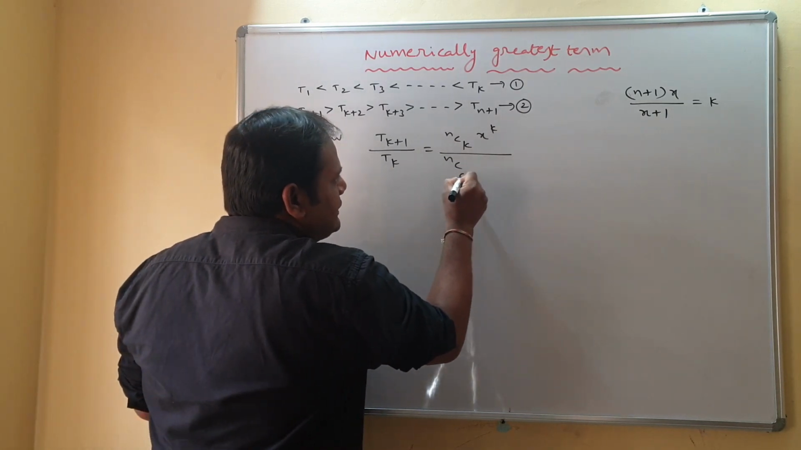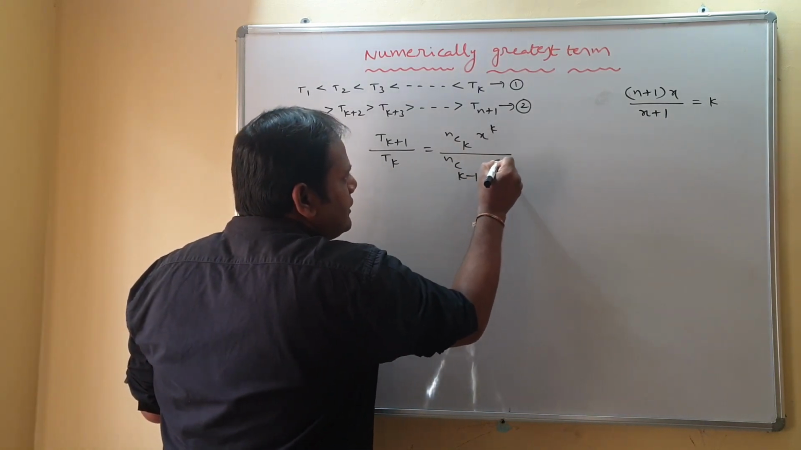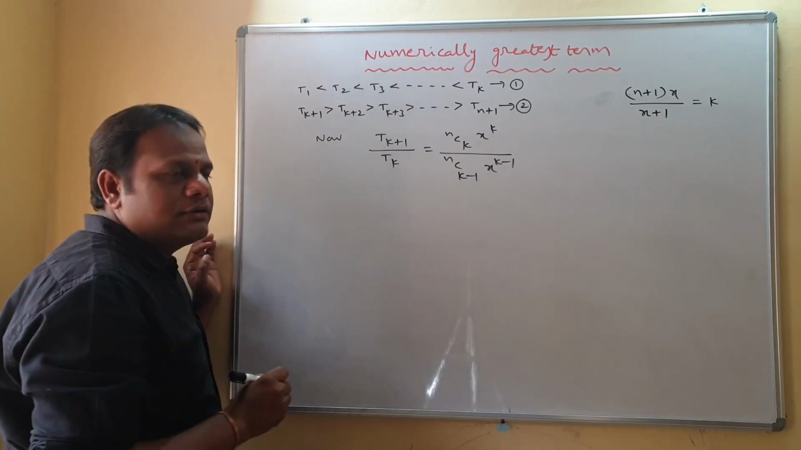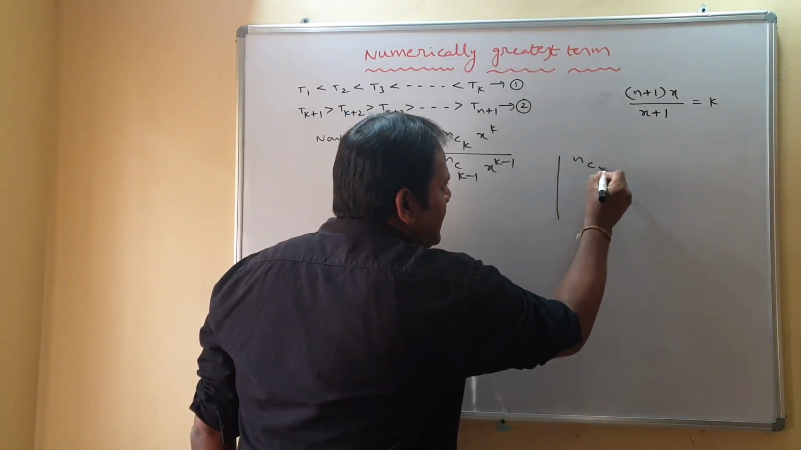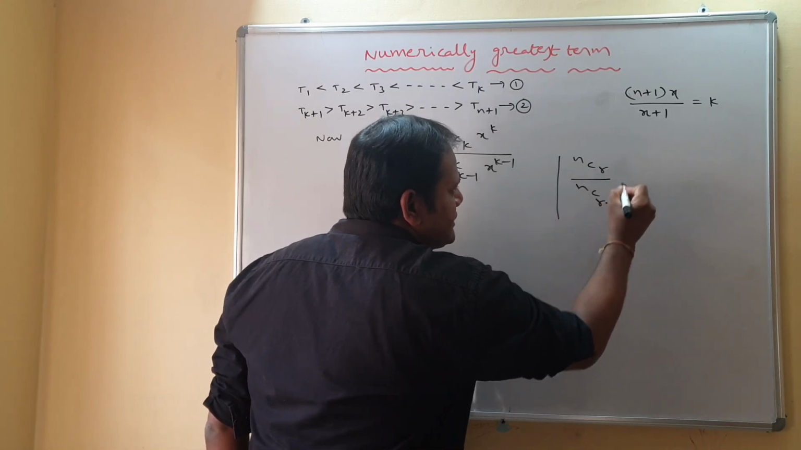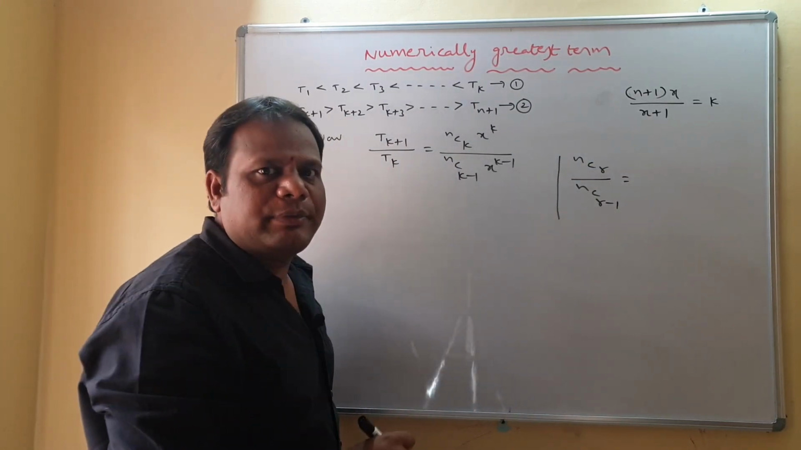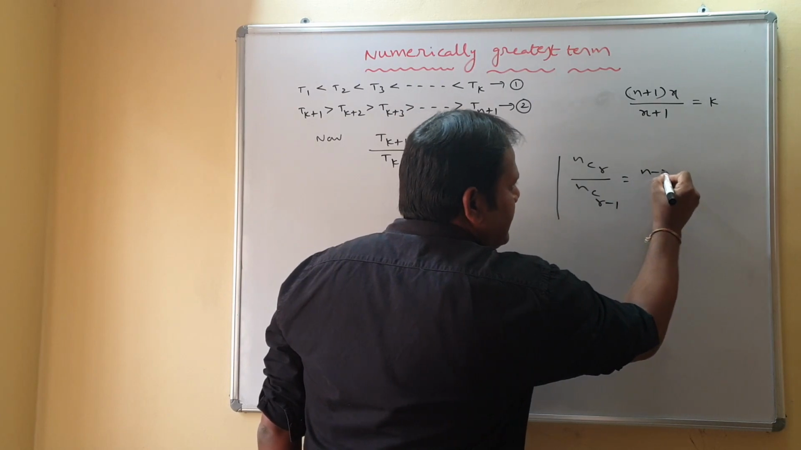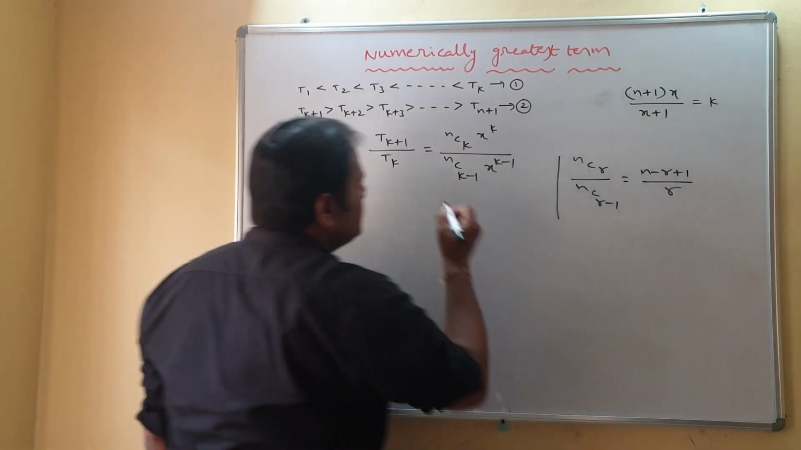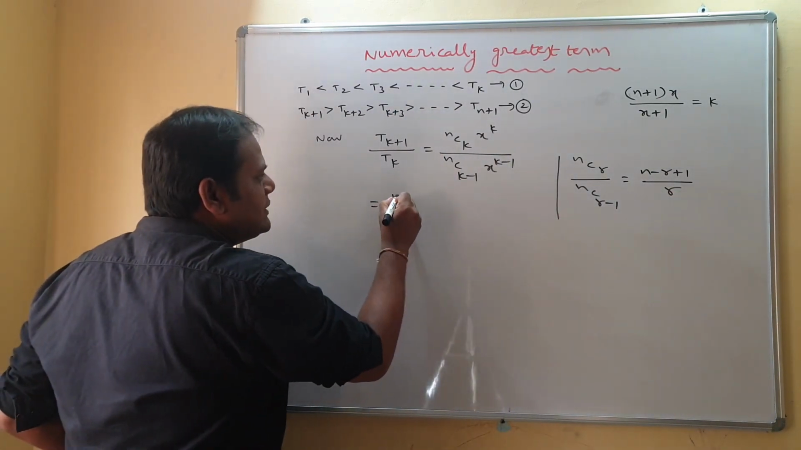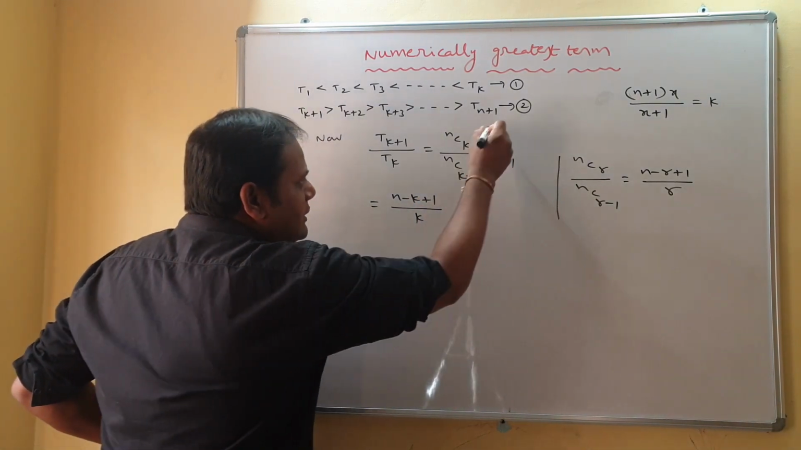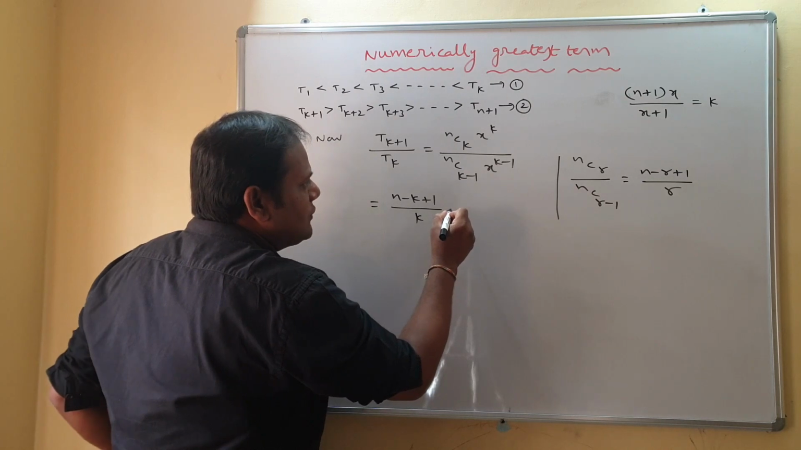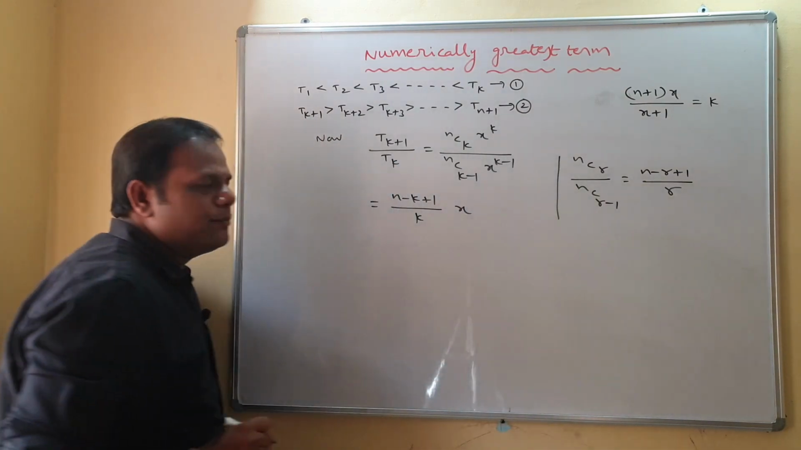So what? nCk minus 1 x power k minus 1. Now here you see that this is like nCr by nCr minus 1. What is nCr by nCr minus 1? It is n minus r plus 1 by r. So what about this? It is n minus k plus 1 by k. x power k by x power k minus 1 becomes what? It becomes x.